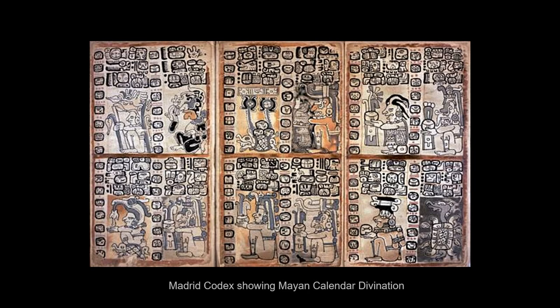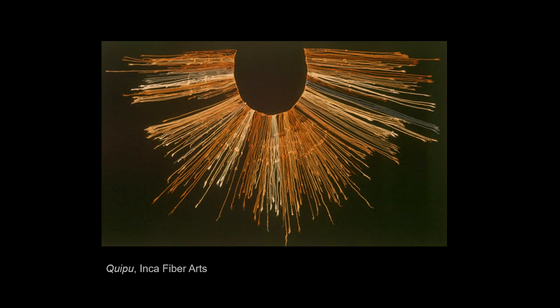Alas, we only have three and a half surviving books of the Maya, because hundreds of these books were destroyed by the conquistadors and later. Now, I said that the Inca do not have a writing system, but that may not be true. The quipu is a series of knots, and each thread is a different color. It has a different texture, and it is a series of different knots that are tied in different ways and exist at different lengths along their thread. And this was a kind of record keeping.